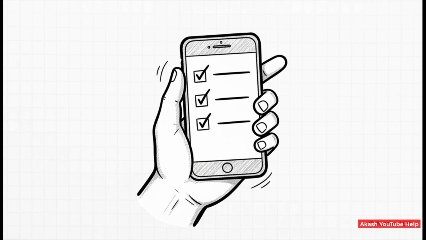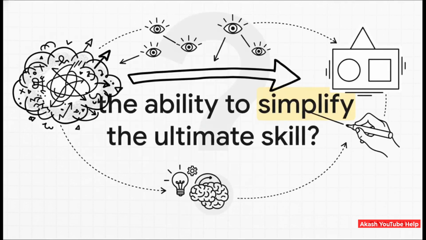Problem, meet solution. This whole exercise kind of leaves us with a bigger question. As information gets more and more complicated, and our attention spans get shorter and shorter, is the real superpower for any creator just the ability to simplify? To take a big, messy idea and make it small, clear, and incredibly useful? It's definitely something to think about.